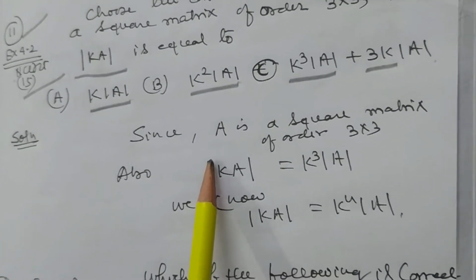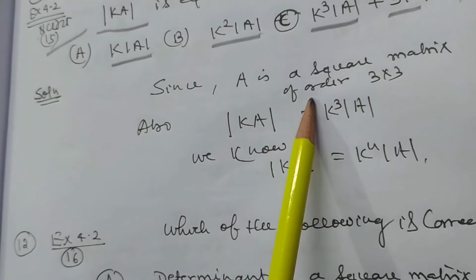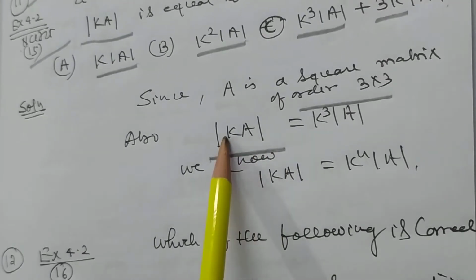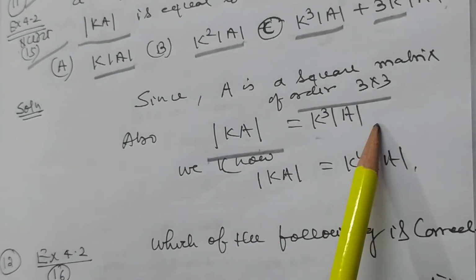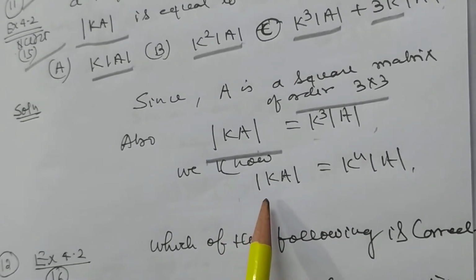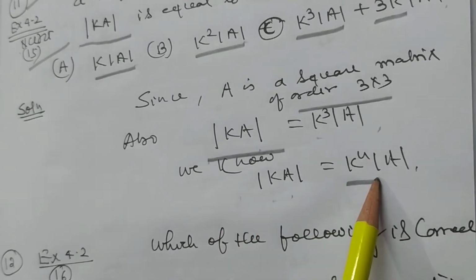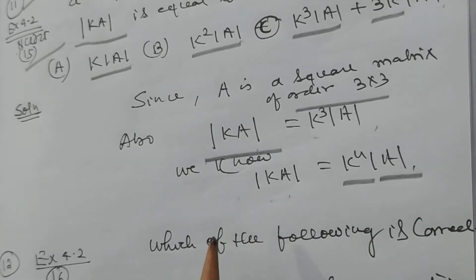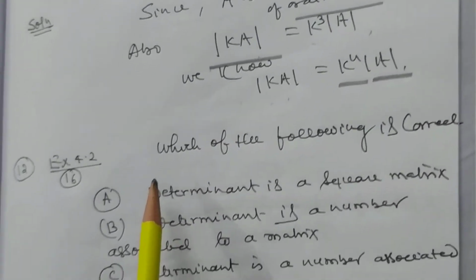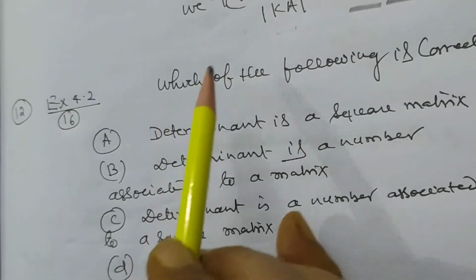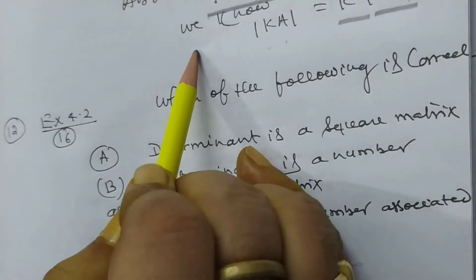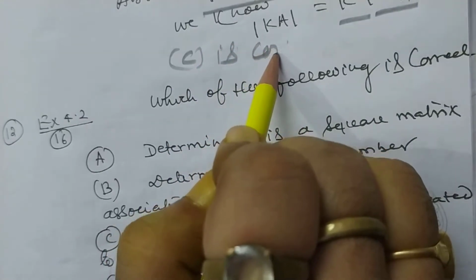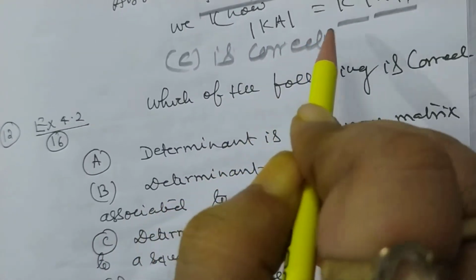My dear student, since A is a square matrix of order 3 by 3, the determinant of KA is equal to K cube into determinant A. We know the formula, determinant of KA is equal to K to the power n into determinant A. So C is correct option.